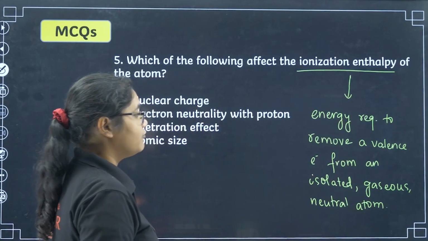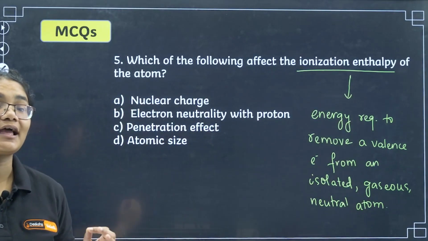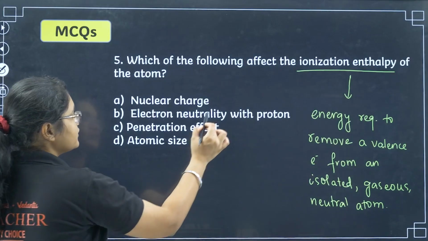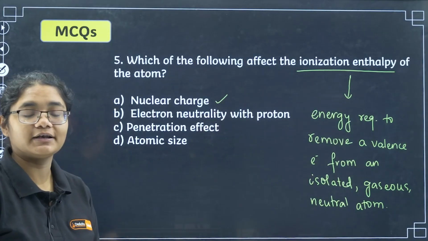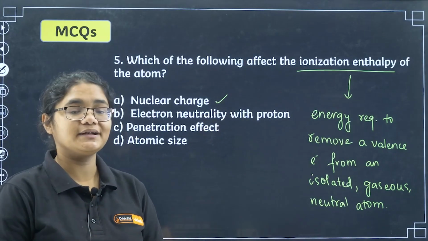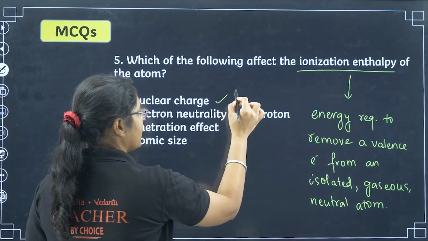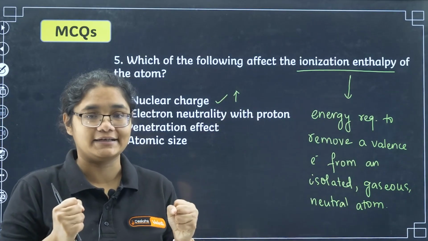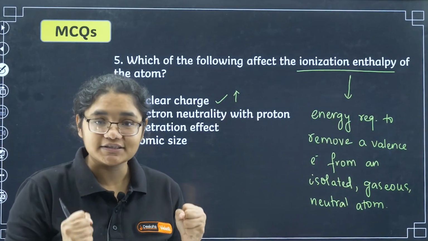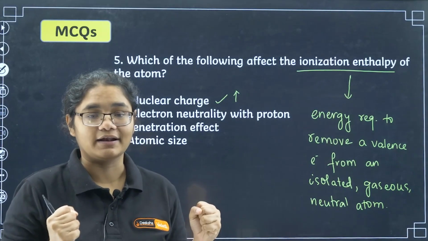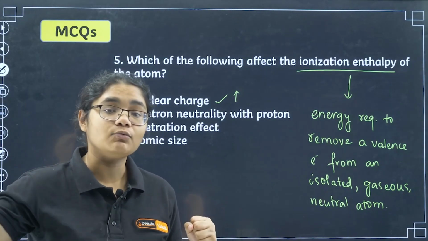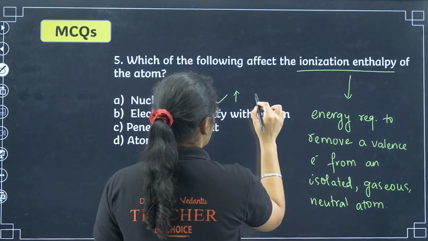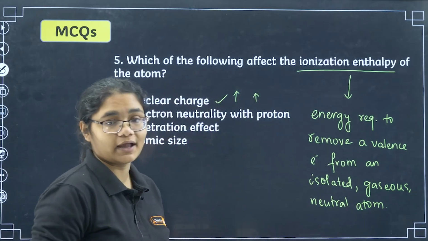Okay, so on what factors this ionization enthalpy is dependent or independent, that we have to check. It depends on the nuclear charge. Yes, it definitely depends on the nuclear charge. If the nuclear charge is high, the electrons are tightly attracted, and that is why you require more energy to remove the valence electron. So if nuclear charge is high, ionization enthalpy will also be high.